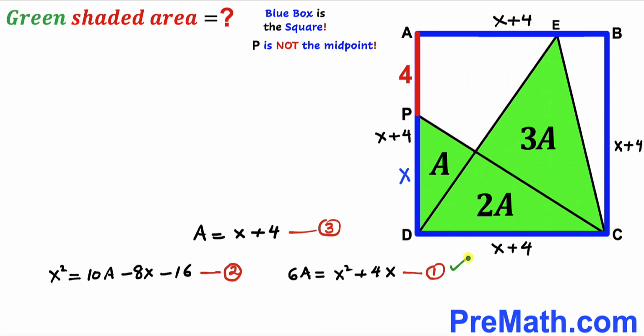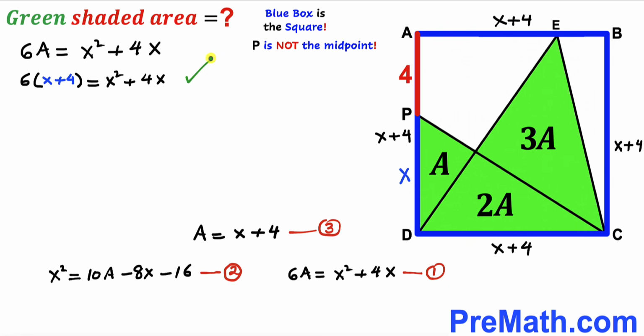And now let's focus once again on equation 1. Here I have copied down equation 1: 6 times A equals x squared plus 4 times x. And now let's focus on equation 3. We know our uppercase A value is x plus 4. So therefore I'm going to replace this uppercase A with x plus 4 over here, as you can see in this next step. And now we are going to distribute 6. So therefore we got 6 times x plus 24 equals x squared plus 4 times x.